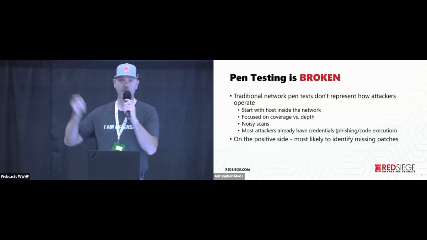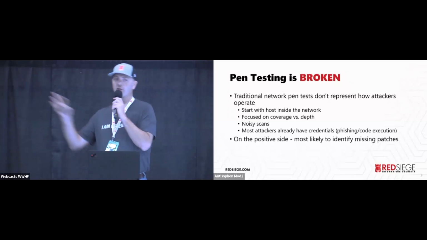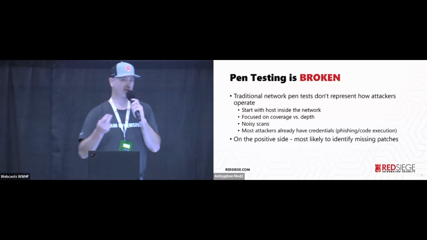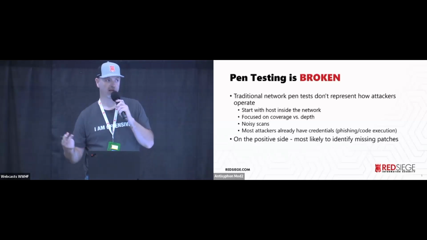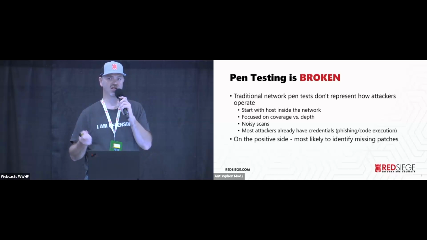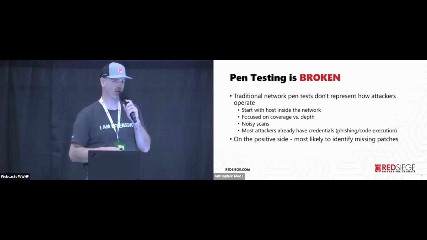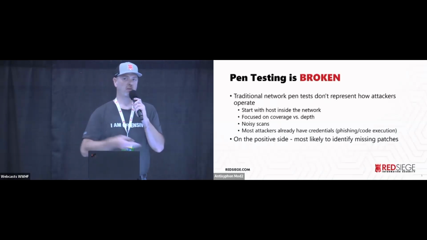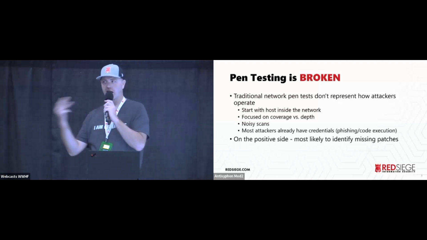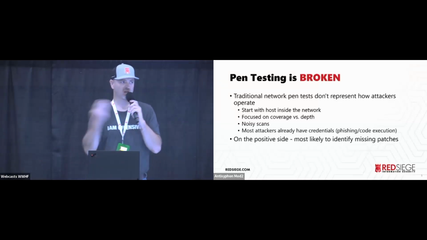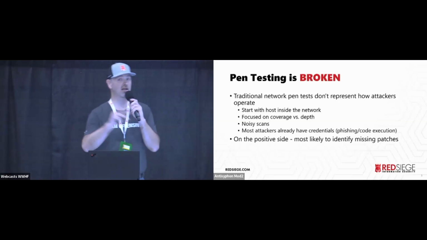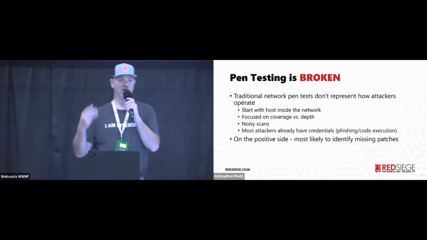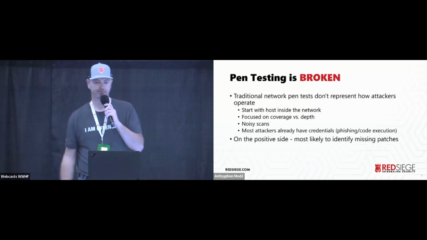On the plus side, of all the testing types I'm going to talk about, they're the most likely test to find vulnerabilities. Are you missing patches? Do you have an RCE in this network device? Network pen tests are designed to find those. Assume breach, red team, things like that, are not necessarily looking for those. Not saying that they won't, but they're much less likely to find those.